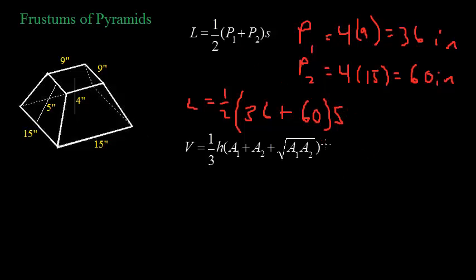We take 36 plus 60, we get 96. Divide that by 2, we get 48 times 5, which is 240. And this is a lateral surface area, which means it is an area and our units are inches squared.